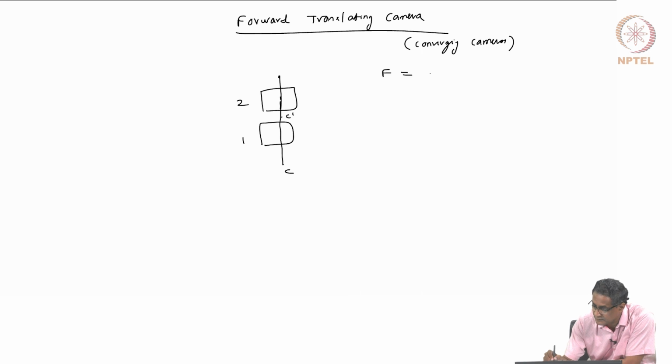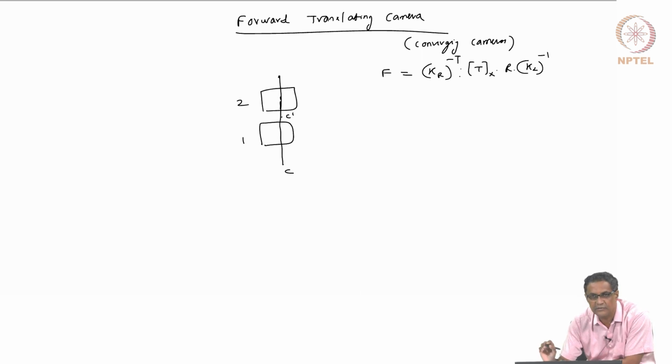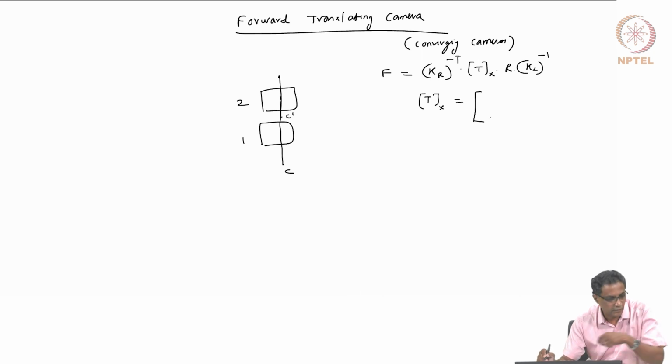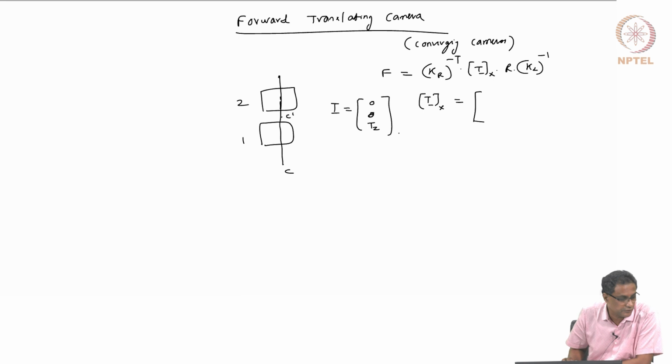So what do you do? You first compute the fundamental matrix, K_R inverse transpose, T cross, R, K_L inverse. And again use the same simplification. It doesn't matter, you can take a general case, but I'll just take the simplified case, where T cross will take the form... Now T itself is now what? 0 0 T_z, because you are moving only along z. So 0 0 T_z now.